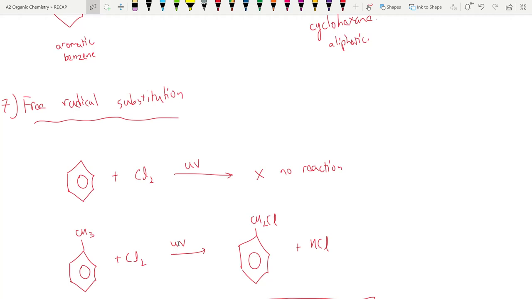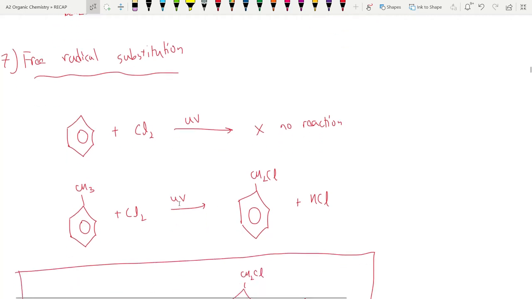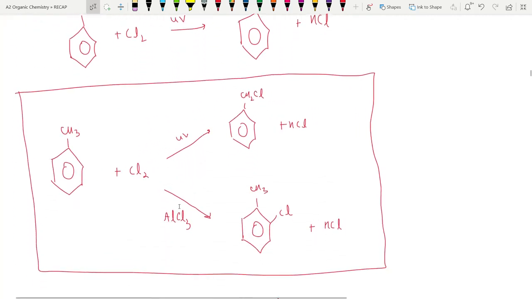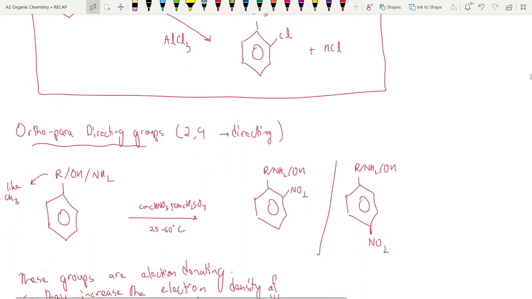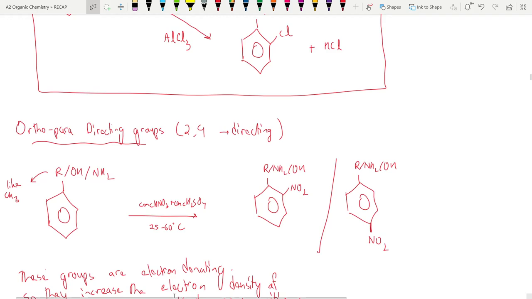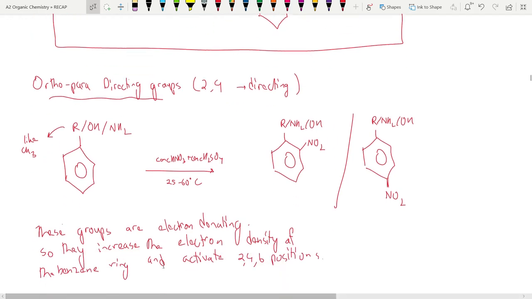But if we have methyl benzene, the aliphatic part can actually react with chlorine, right, to form this derivative, and HCl will be released. This is free radical substitution. So as we can see, methyl benzene reacts with chlorine in two ways, in two different conditions. If UV light is given, free radical substitution occurs. If we have the AlCl3 catalyst, then electrophilic substitution occurs. Really important, guys.